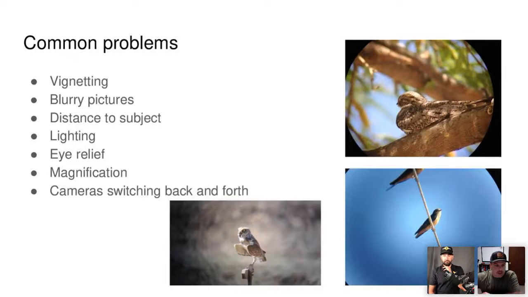Cool. I'm not sure what else we had on that slide. Let me bump to it real quick. So we talked about vignetting, blurry pictures. We talked about distance. We talked about lighting and how that affects the quality, eye relief, magnifications. The only thing we didn't really talk about, well, we kind of did, is the camera switching back and forth depending on which phone you have and if you zoom or not. Do you want to touch on that, Tanner?